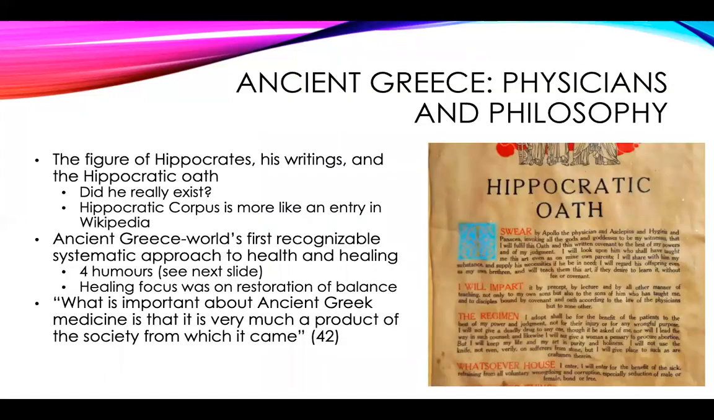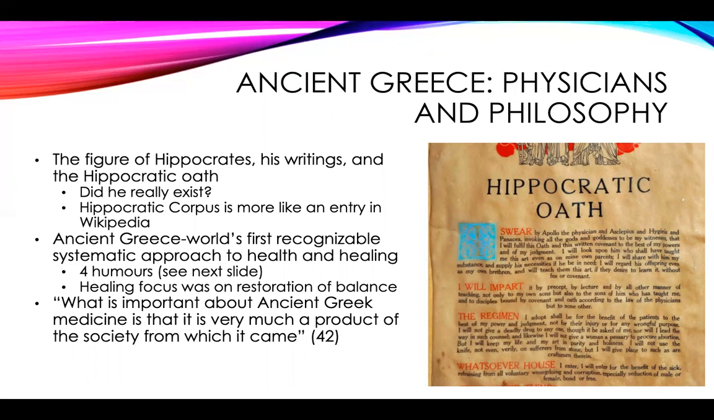So now, getting back to book material, we have ancient Greece. A big part of this section of the chapter was talking about Hippocrates and the Hippocratic Oath, or what they call the Hippocratic Corpus. There is now some argument that maybe he didn't really exist, or if he did exist, maybe he wasn't the only person that wrote the whole oath. It now seems more like an entry in Wikipedia. Different people added different things at different times during this time period.